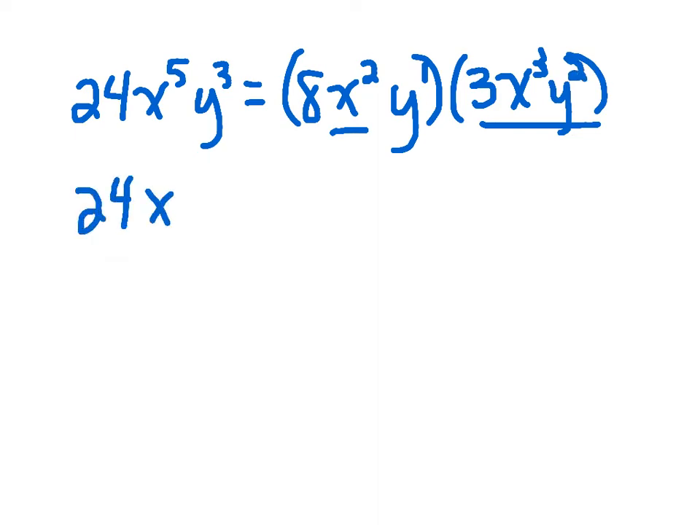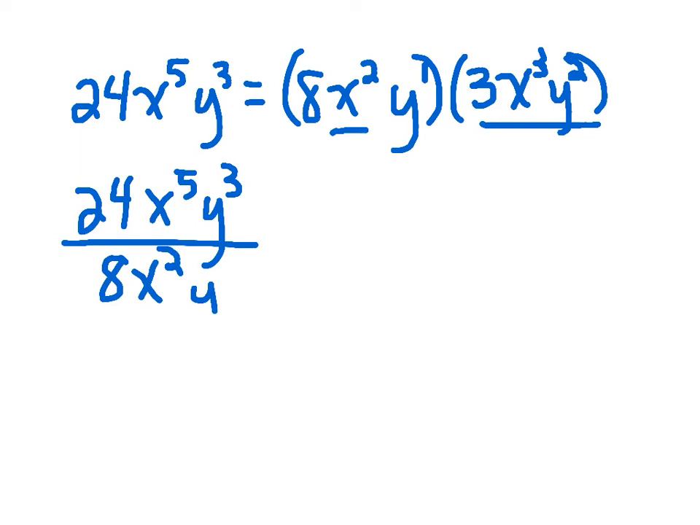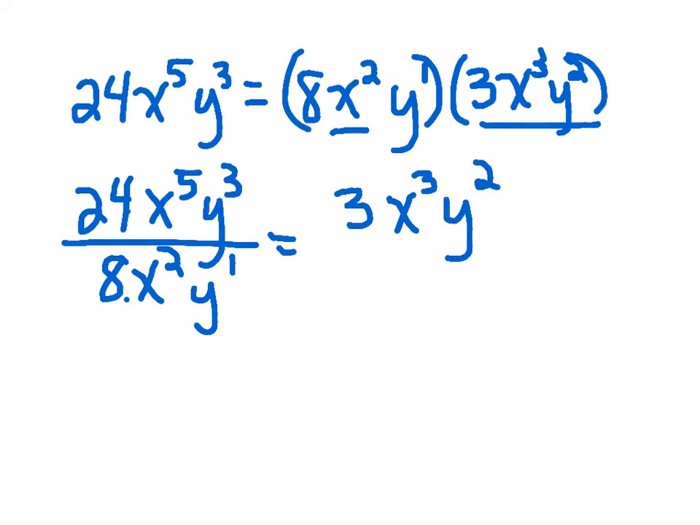Others look at this and say, well, I know if I want to find out what times 8x squared y equals 24x to the 5th y to the third, I can divide by 8x squared y and find my answer. 24 divided by 8 is 3. X to the 5th divided by x to the second is x to the third. Y to the third divided by y to the first is y to the second. You can get the answer either way. It's just important that it makes sense to you.